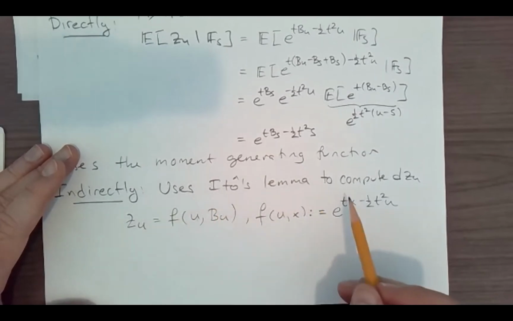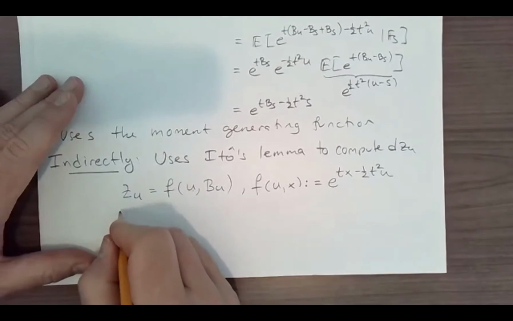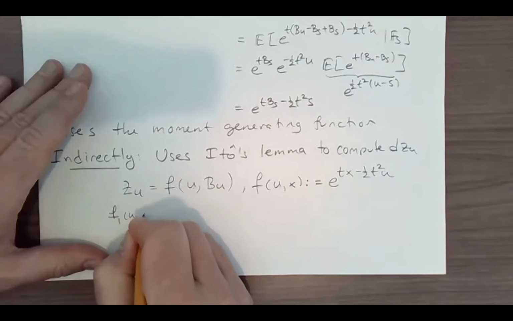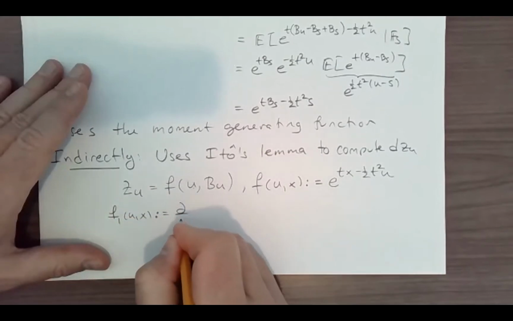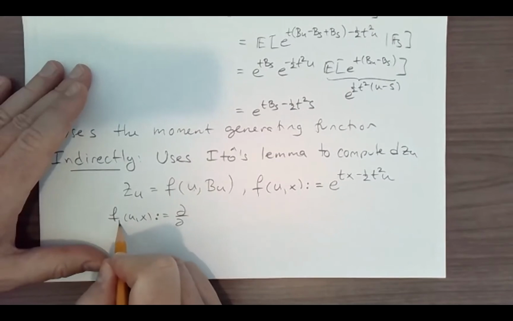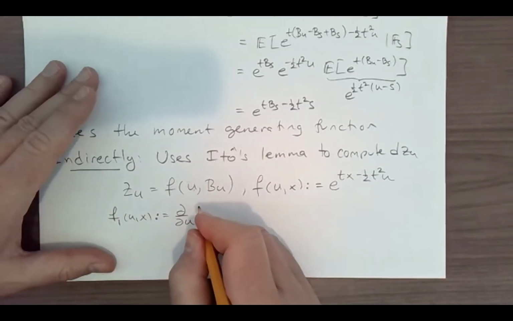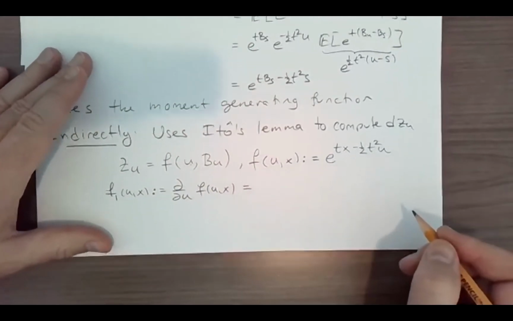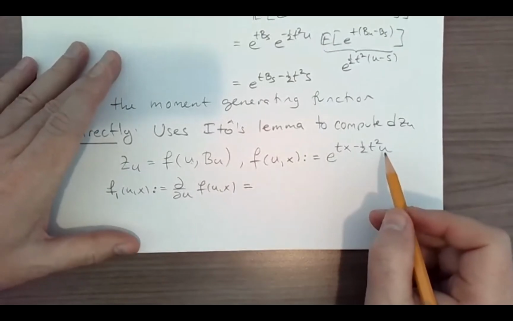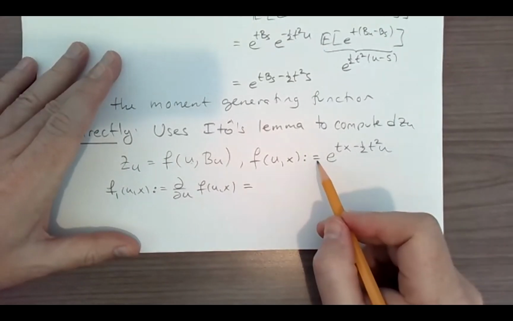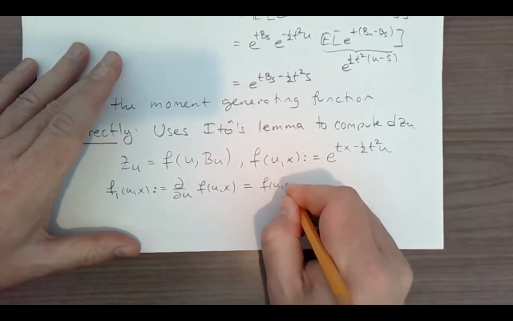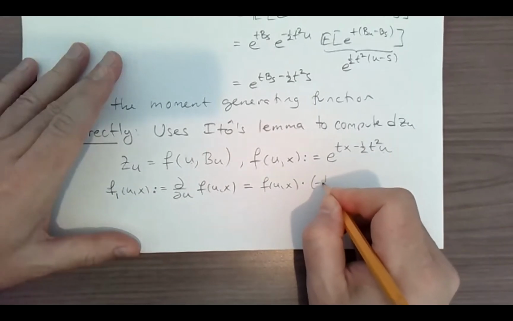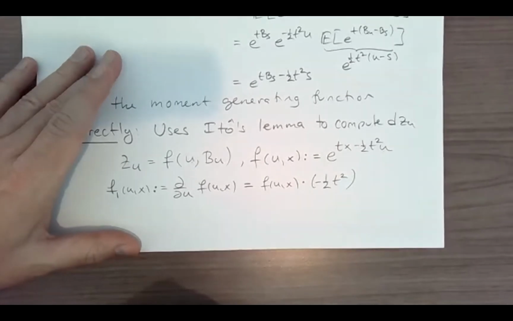So to use Ito's lemma, I need to compute derivatives. I need to compute f1 applied to u and x, right? So remember, at least for me, this is the notation. You take the derivative with respect to the first entry. So this is the u derivative of f of u and x. And what is that equal to? I need to look at the function, take a derivative with respect to u. It's an exponential, so you're going to get the exponential back, f of u and x, times the derivative with respect to u of what's inside, minus 1/2 t squared.